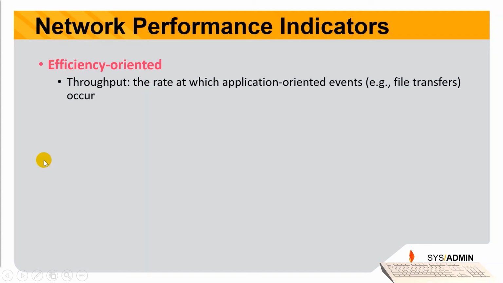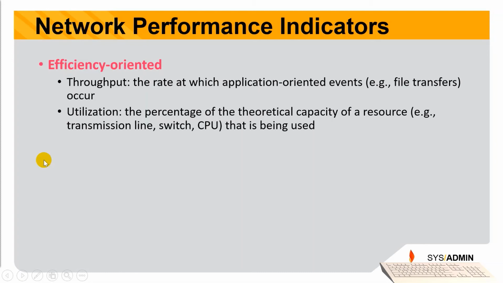All right. Next would be utilization. So the percentage of the theoretical capacity of a resource, example, transmission line, switch, CPU that is being used. Okay. So we can monitor this via an application, or if you are using your PC, you can monitor the CPU utilization, the RAM utilization, okay, via the task manager, and that is an efficiency oriented performance indicator. Okay, so we measure the performance either via efficiency oriented or service oriented. So of course that would depend.